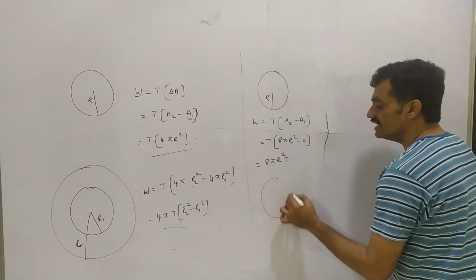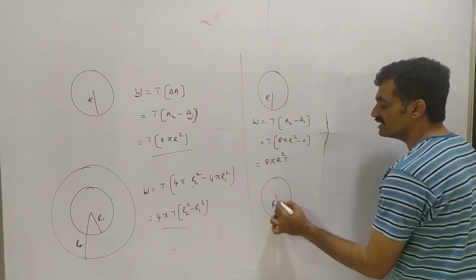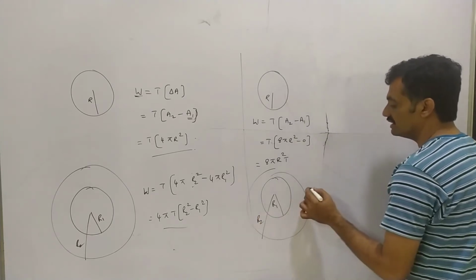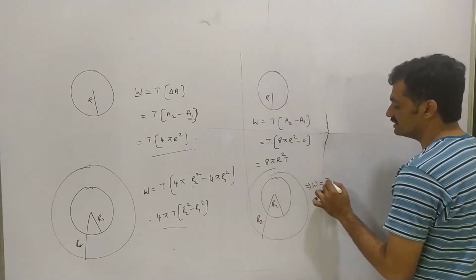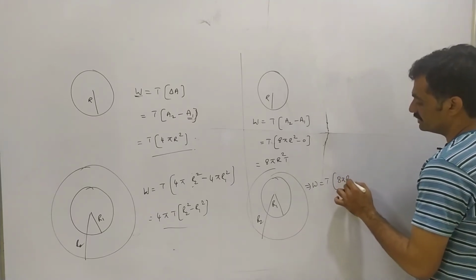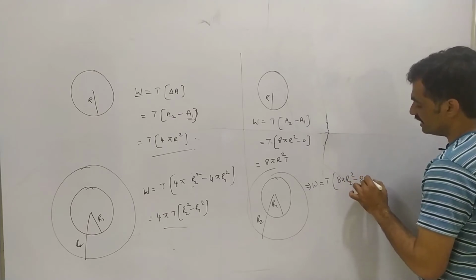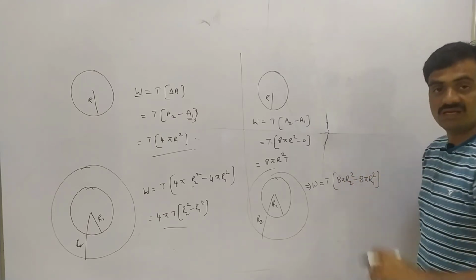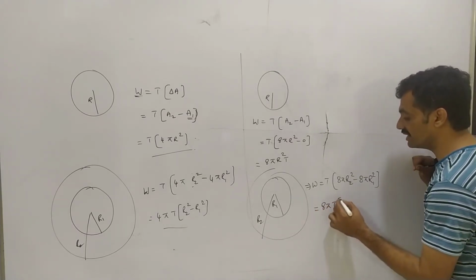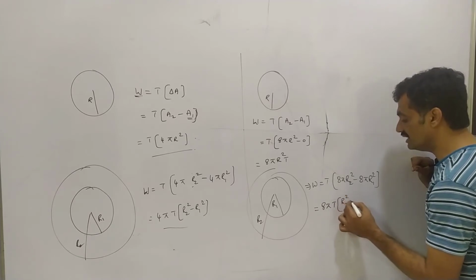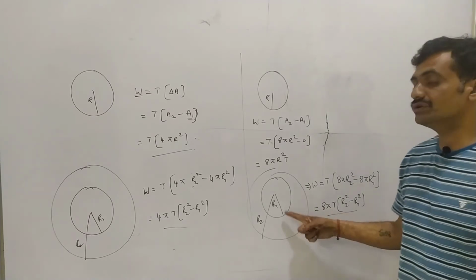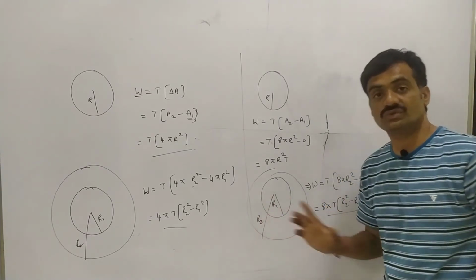Similarly, when the radius of the soap bubble has been increased from R1 to R2, then the amount of work done in this case can be represented as W equals T into 8 pi R2 square minus 8 pi R1 square. Observe that here we can take 8 pi as common. As we take 8 pi as common, it can be represented as 8 pi T into R2 square minus R1 square. So this is the amount of work done in order to increase the radius of a soap bubble.